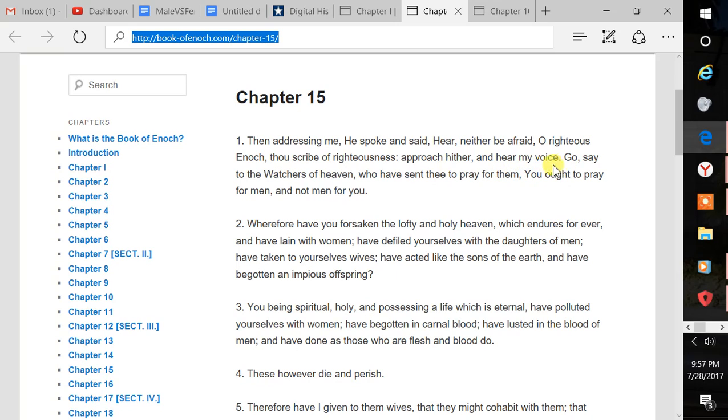Here he says, go say to the watchers of heaven who have sent me to pray for them, you ought to pray for men and not men for you. So he's saying that the angels ought to pray for us, men, and not men for them. So that means angels were meant to pray for men. I'm just letting you know that. All right, let me keep reading. It says, wherefore have ye forsaken the lofty and holy heaven, which endures forever, and have lain with women.